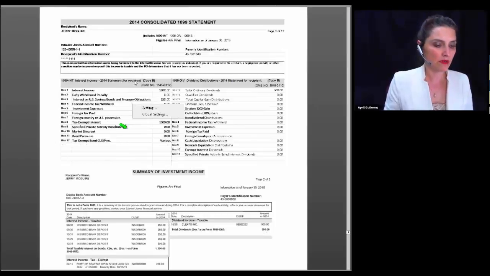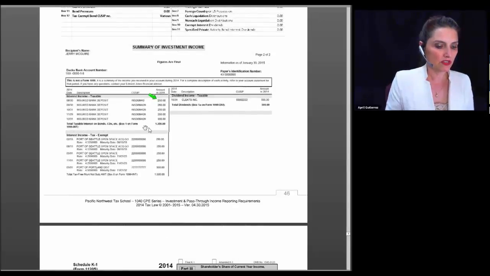You will see it shows box 1 interest of $1,300, savings bond interest in box 3 of $250, and he has tax-exempt interest of $1,500. The same consolidated statement shows that he has $500 of ordinary dividends. And when we move down to the summary of interest, it just shows a breakdown of when he received those interest payments and dividend payments.